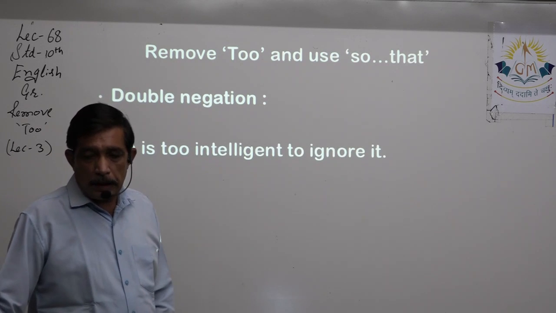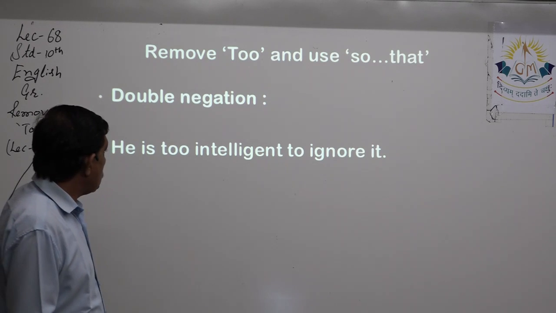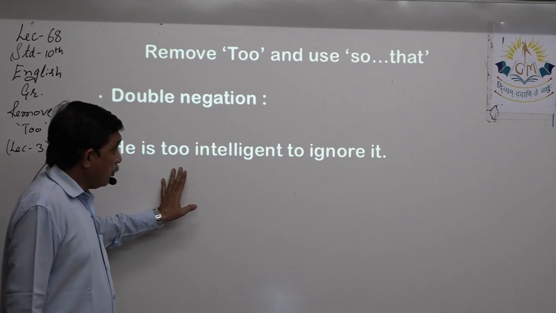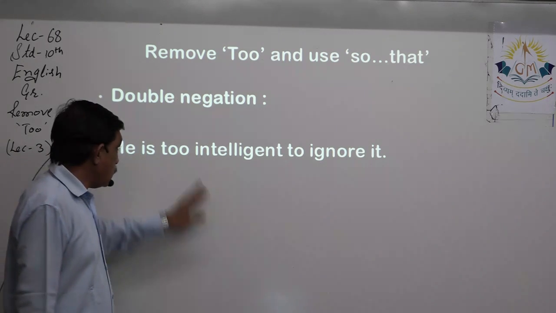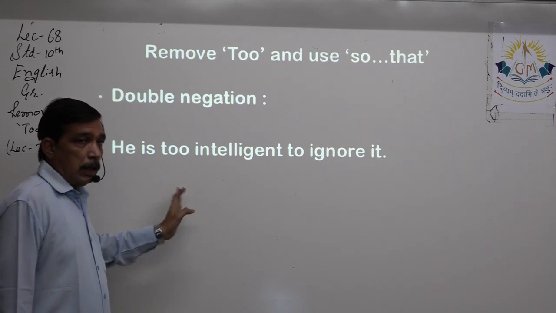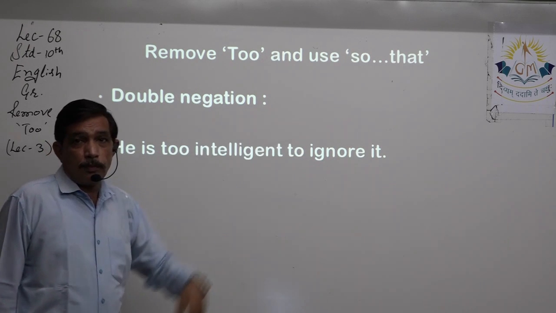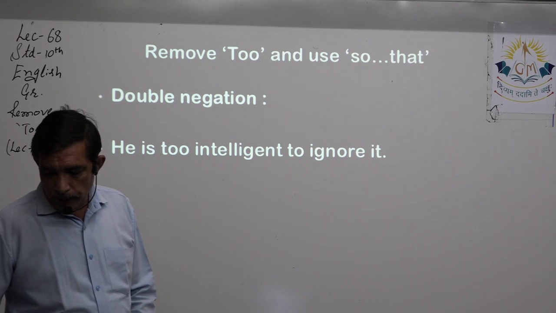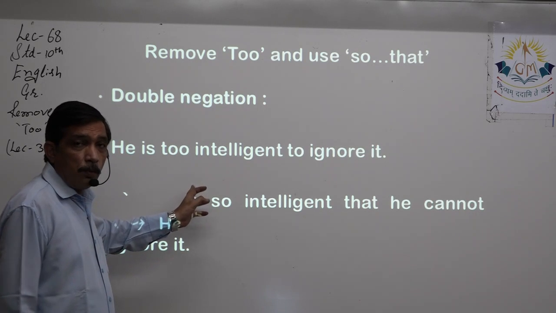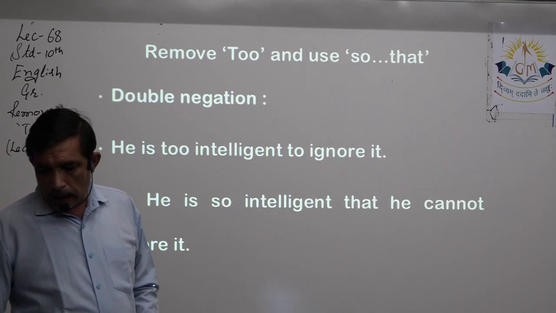Now we come to double negation. Double negation is a little bit confusing, but here negation is there. He is too intelligent to ignore, right? So when we transform it to "so that", he is so intelligent that he cannot ignore it. So a double negation is present over here. Only thing is we have to bring out that negation. Otherwise, "to ignore", we kept it as it is.